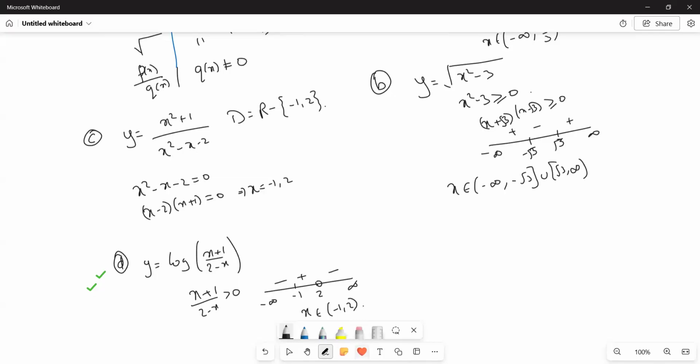ठीक है ना? Is everyone clear with this? So that would be the basics of relation and functions that you would be needing for your school exams.